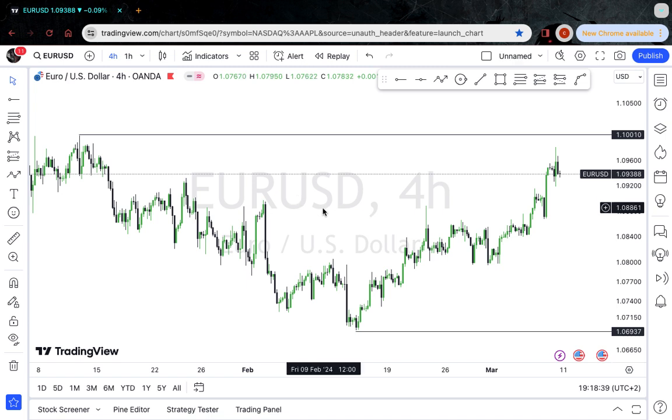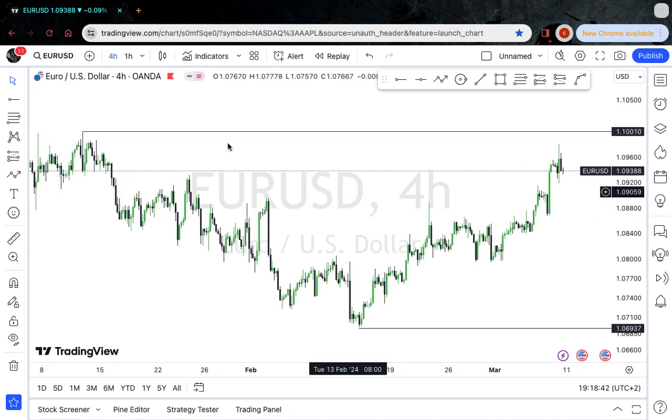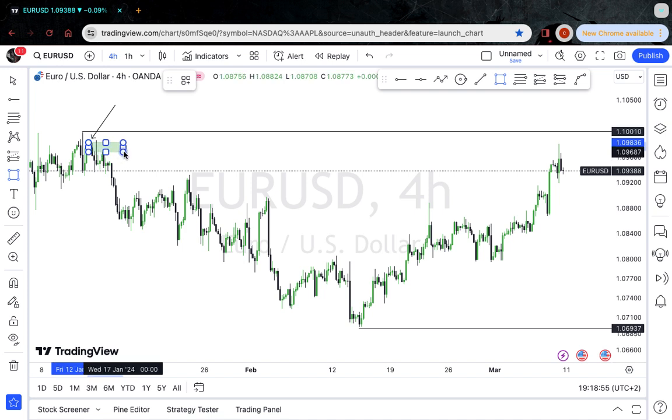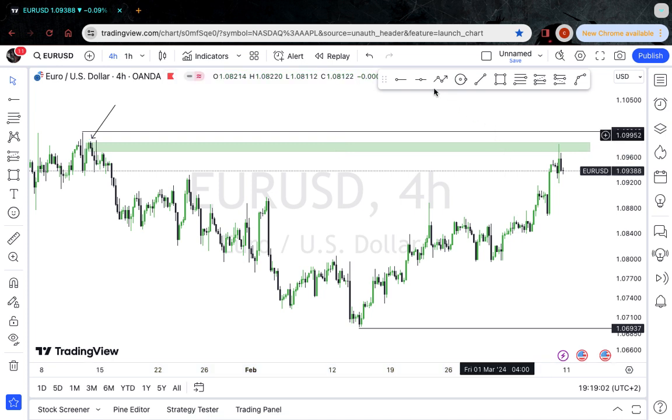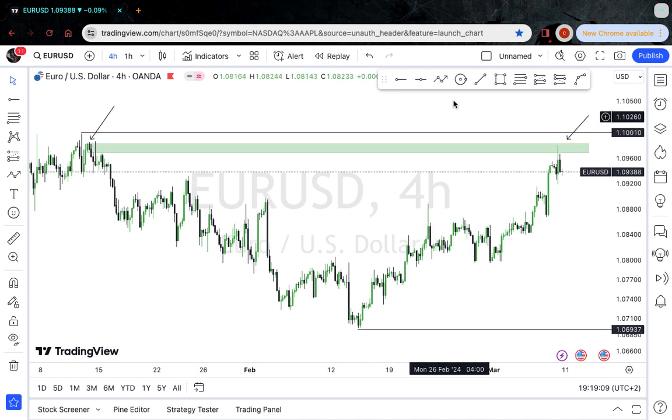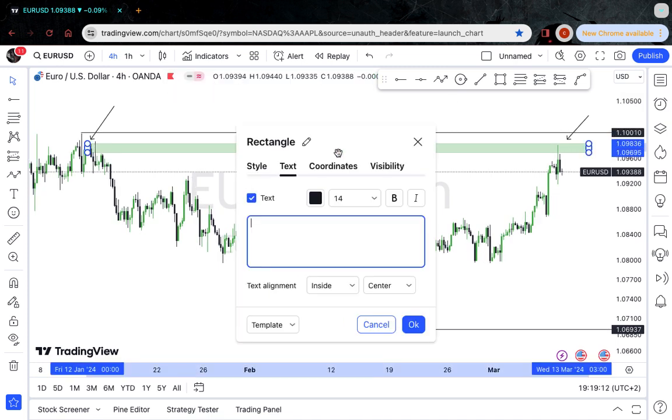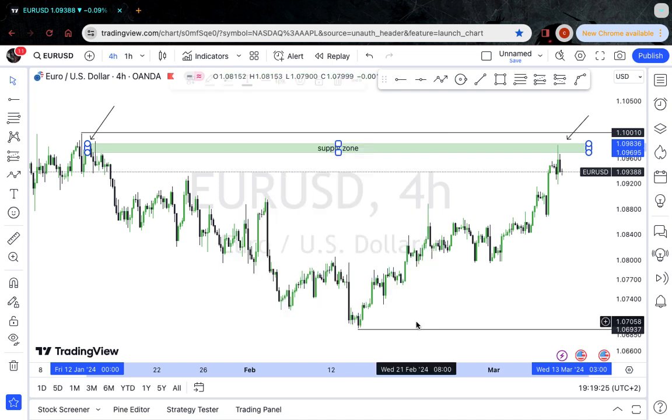So let us start with today's analysis. If you can check where the market gave us an overall high there, we have the last bullish candlestick before the push to the downside, which is this one. We are going to mark that candlestick as our supply zone, and you can definitely see the market respected that supply zone very well. So we might see a bearish market this week.